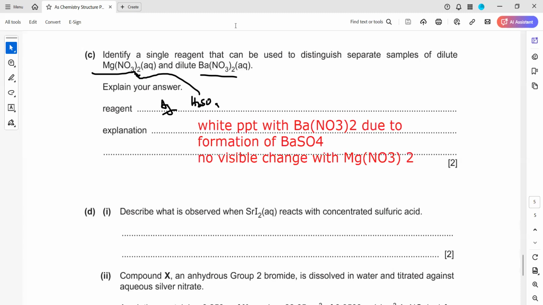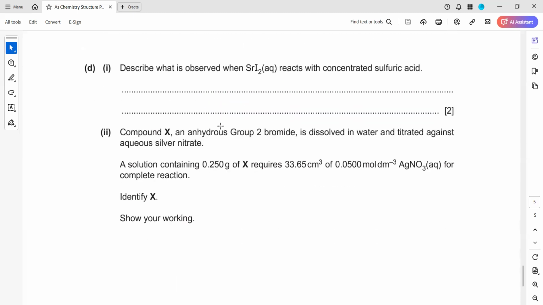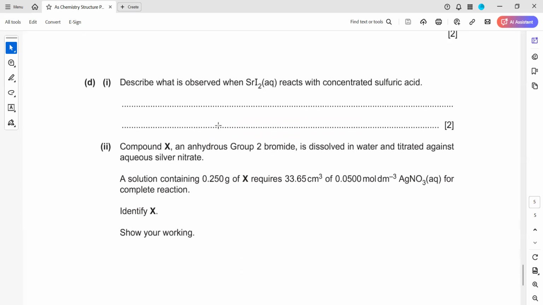Describe what is observed when strontium iodide reacts with concentrated sulfuric acid. We know the iodide ion is a good reducing agent. What are the products the sulfuric acid can produce? Like what oxidation numbers can the sulfur have? In H2SO4, each oxygen is -2, so 4 will be -8. Hydrogen is +1, so 2 will be +2, so sulfur is +6. Now, what are the products of sulfur? It might be sulfur dioxide, where sulfur will be +4. It might be sulfur, which means 0. It might be hydrogen sulfide, where sulfur will be -2.